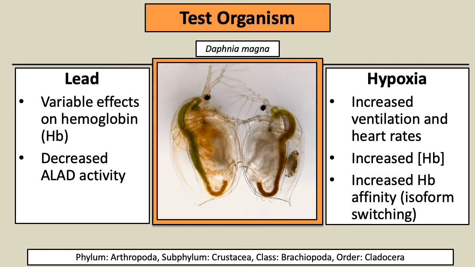So there's a little bit of a conflict here. As a result of hypoxic exposure, the daphnids naturally want to increase their hemoglobin concentration, but lead is going to inhibit that. That was the focus of the research project that we were looking at, and we plan on continuing this research, looking at different things like epigenetics and gene expression of the different isoforms.